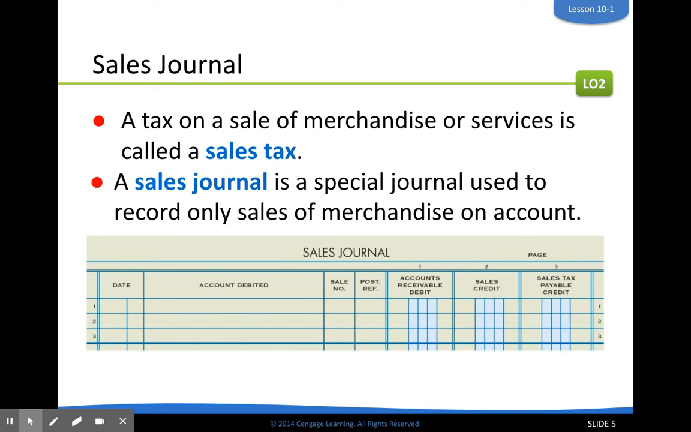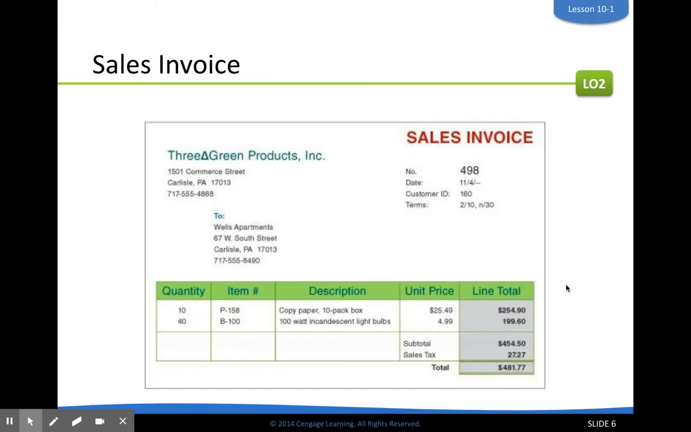Using the sales journal is specifically for when we make sales on account. If someone buys something from us and they pay right then and there, we do not use the sales journal. The sales journal is only for when we make a sale and the person is going to pay us later. So this is our sales journal. Notice we have an accounts receivable column. That's a debit. This is always where the largest number will go, because this number is the sales plus the sales tax. So here's an invoice.